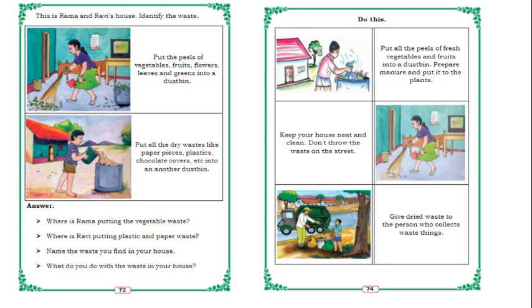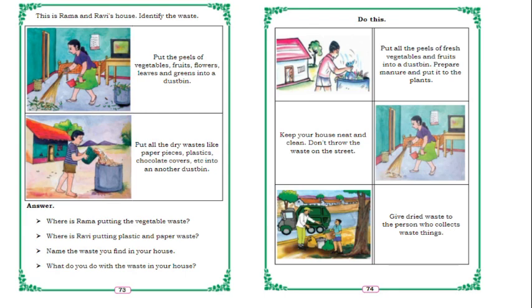Name the waste you find in your house, and what do you do with waste in your house? So you should observe and you should say. And in the next page, do this. Put all the peels of fresh vegetables and fruits into the dustbin. Prepare manure and put it into the plants.